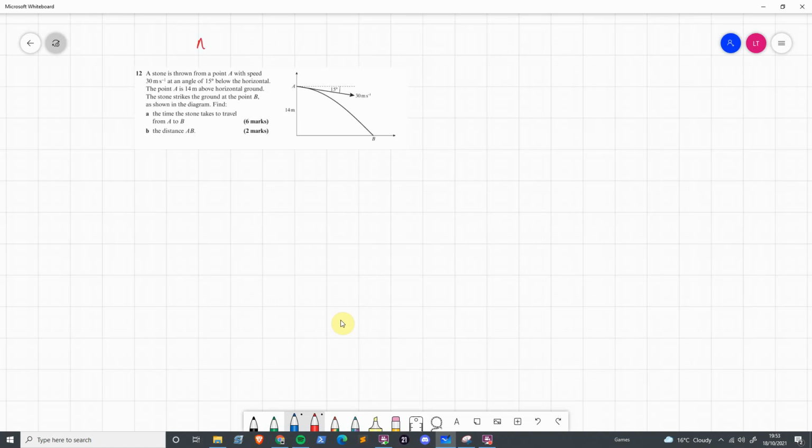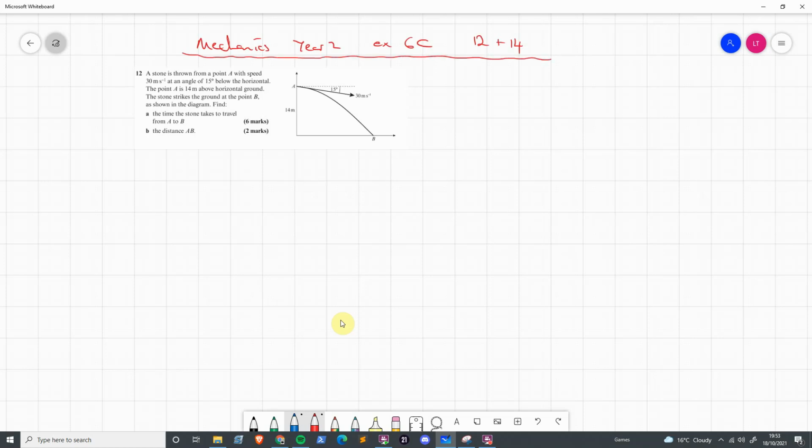Okay, so this is Mechanics, Year 2, Exercise 6C, and I'm going to do questions 12 and 14. So let's have a look at the first question.